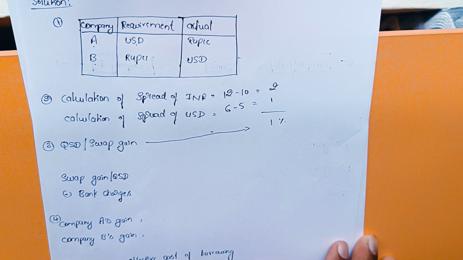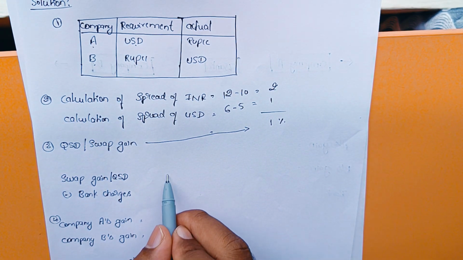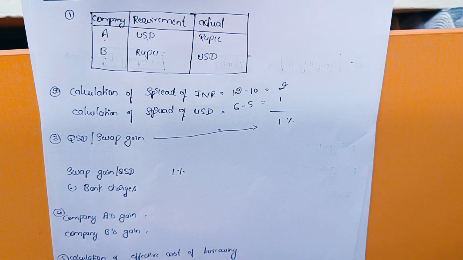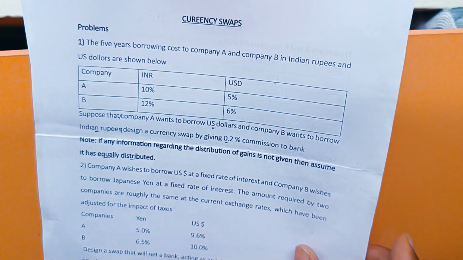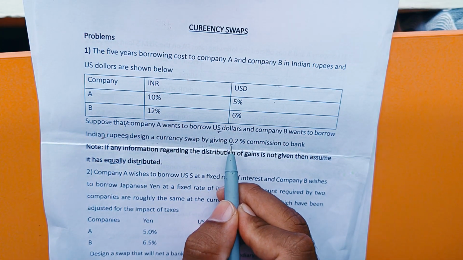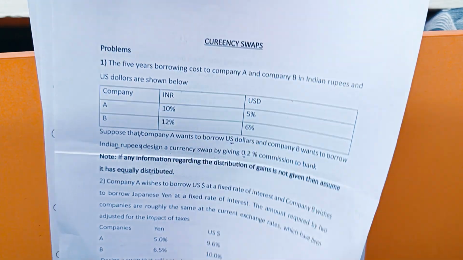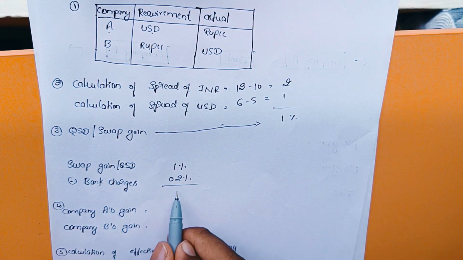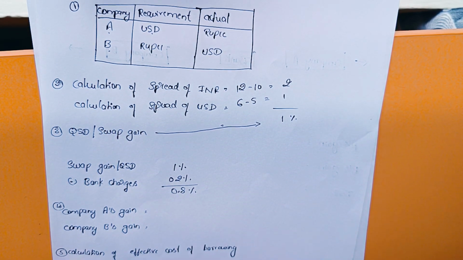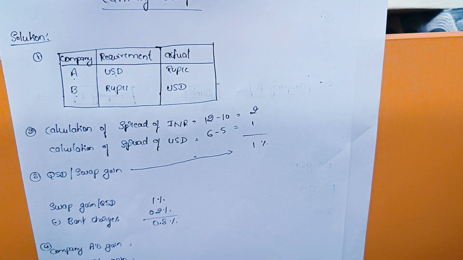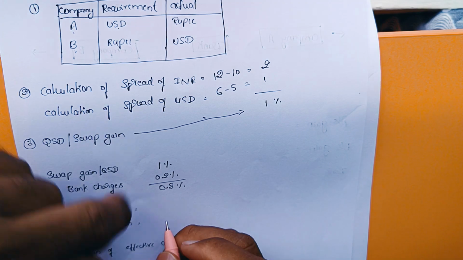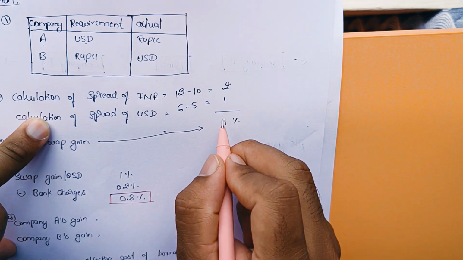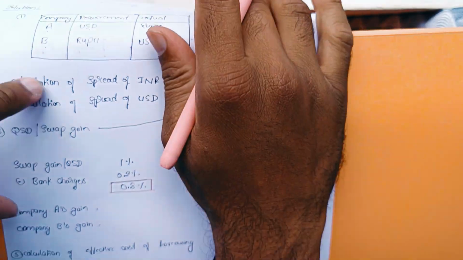Done. The next step is calculation of the gain. QSD is nothing but 1%. We got that in the previous step. Then bank charges. What is the commission the bank is going to take? Bank is going to take 0.2%. The commission is going to be charged. Here 1 minus 0.2%. How much will we get? We will get 0.8%. This is the total gain. This is the QSD. Done.